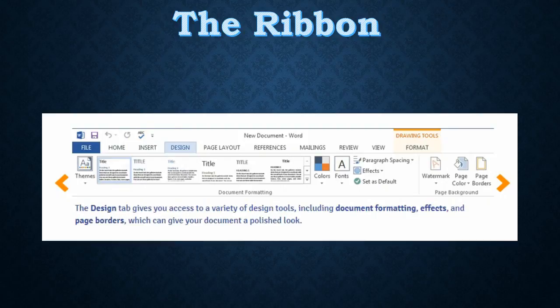The Design tab gives you access to a variety of design tools, including document formatting, effects, and page borders, which can give your document a polished look. So here's your design view, and these are all the options. You can change your colors, your fonts, your themes.